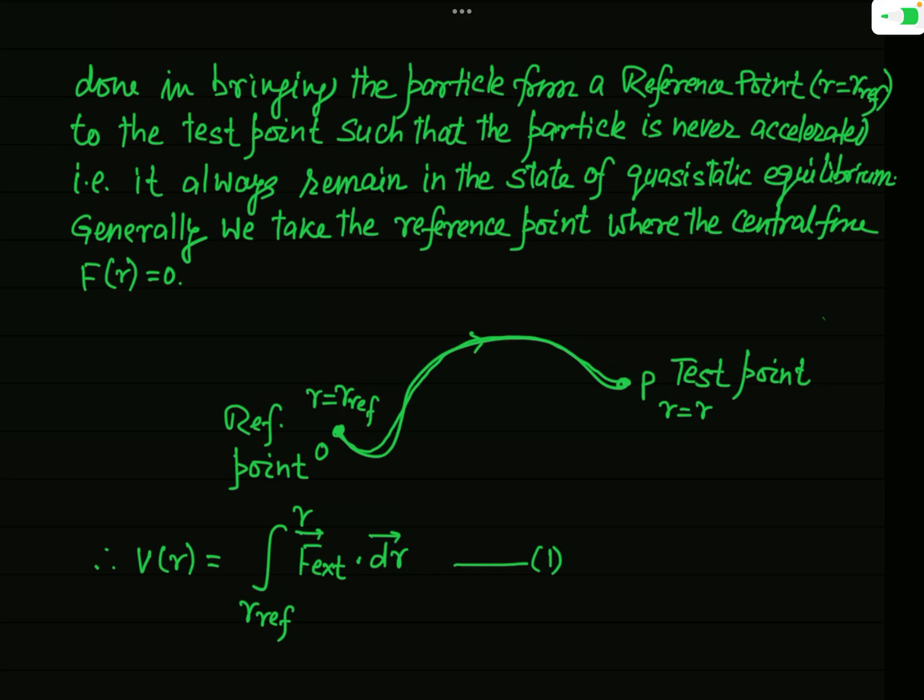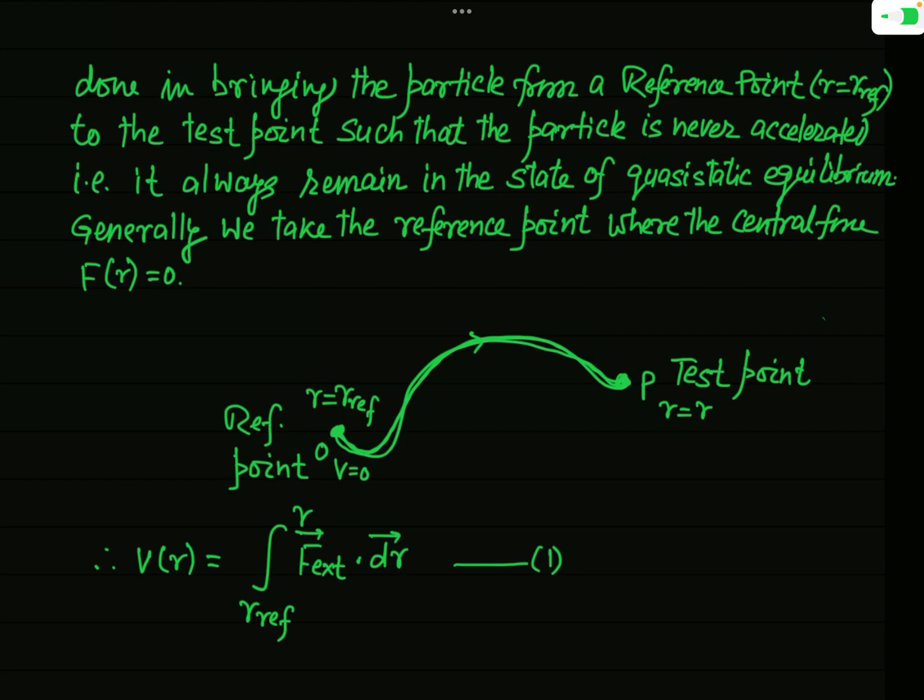Then the potential energy is simply defined as the work done by the external agent in bringing this particle from the reference level to the test point in such a way that its acceleration is always zero. Have you understood or not? If you want to measure the potential energy of a particle at this test point P, then you have to bring that very particle from a reference level. Reference level means the reference point where you assume that the potential energy of the particle is zero. An external agent brings this particle from this reference level to this point P.